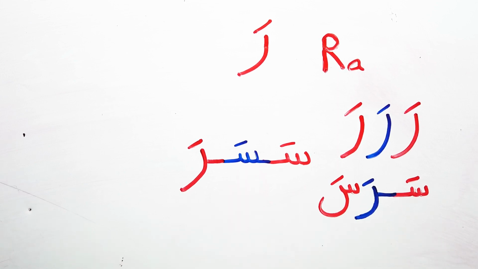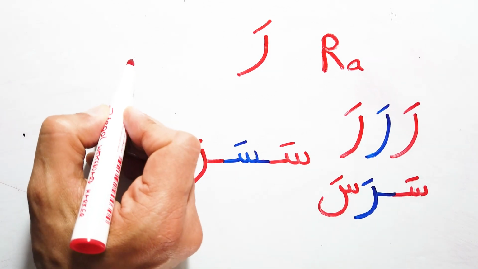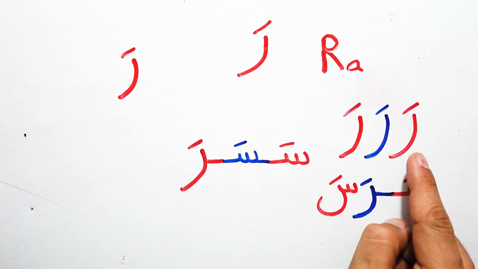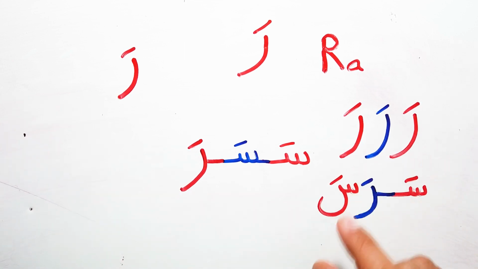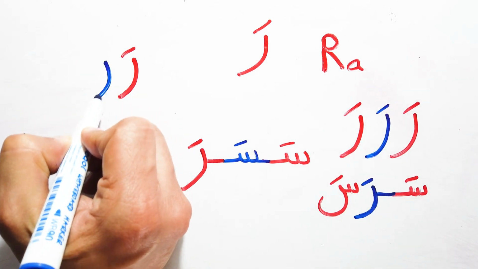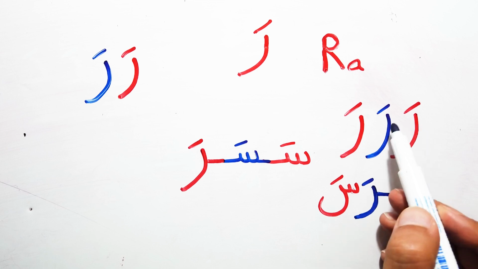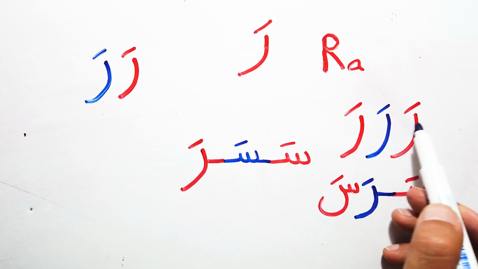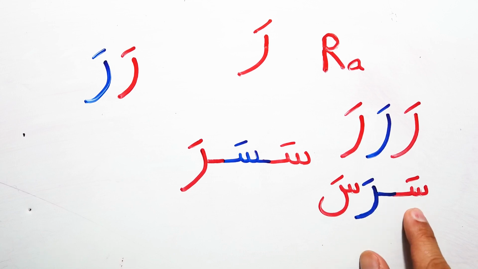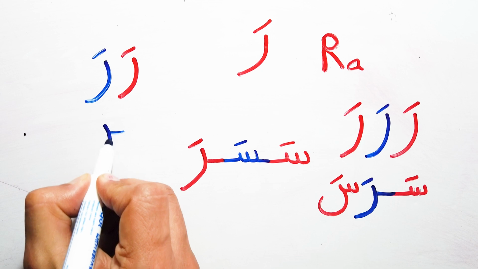So the shapes of ra are like this. Ra in the beginning of the word is always like this, as you see here in this word. Ra in the middle of the word can be like this, as you see here, when the previous letter is a refusal letter. And ra in the middle of the word can be like this when the previous letter is a normal letter. So let's write it like this too.